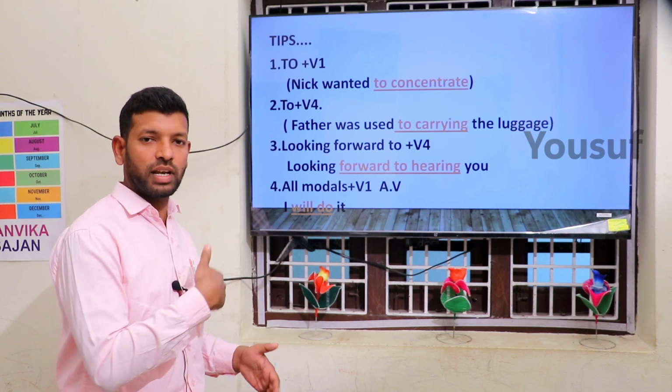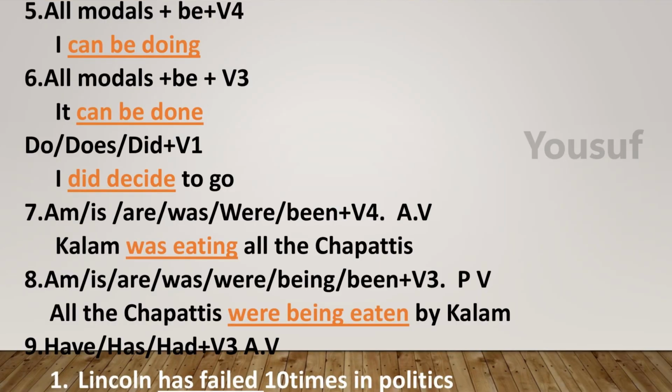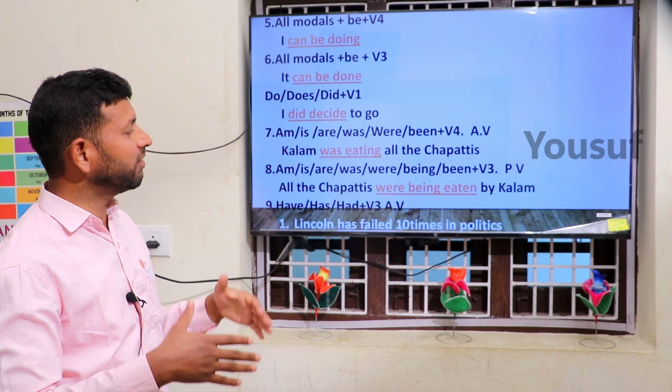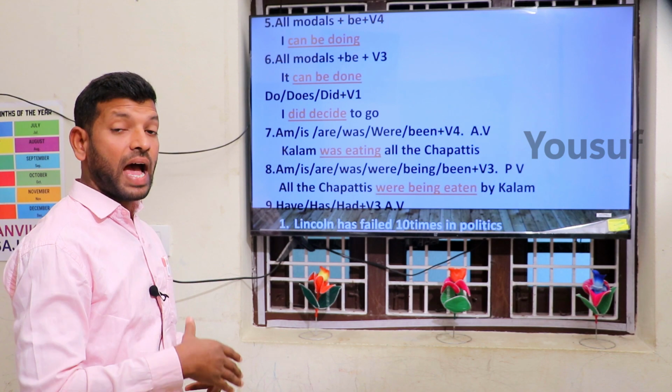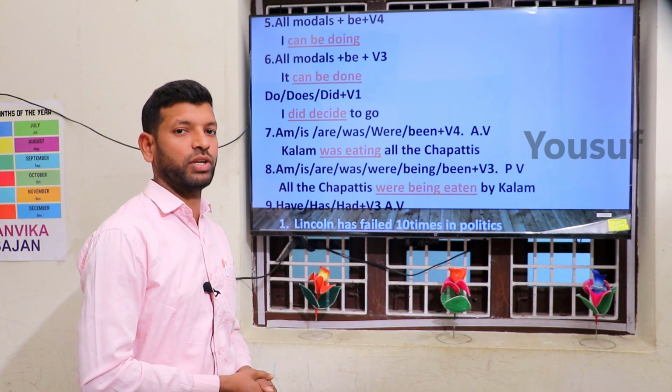Next, let us go to the next one, that is 5: all modals plus be plus V4. You could see here, I can be doing. It means it is in the active voice. I'll be doing it. I'll be going. I'll be facing, like that we used to say.